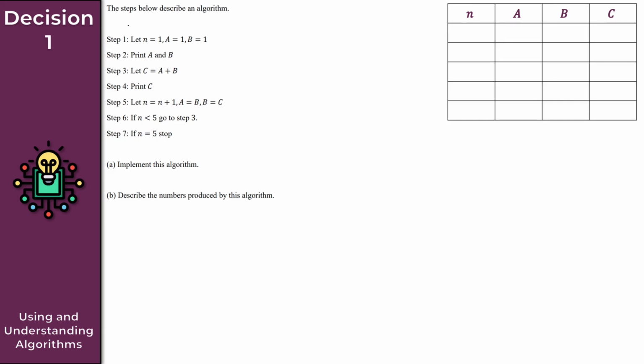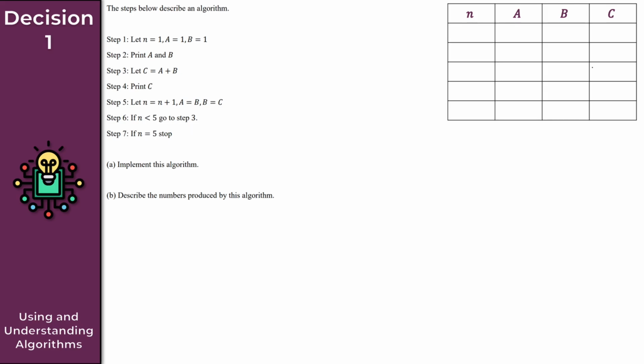What we're told here is the steps below describe an algorithm. As we can see, we've got step 1, step 2, step 3, and so on, all the way up to the very last step, step 7. For the first part of this question, very typical of an exam question on algorithms, all we want to do is simply implement this algorithm.